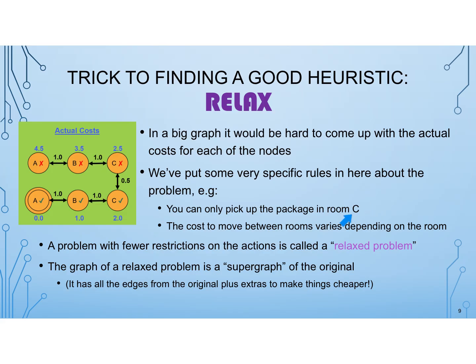And there are some very specific rules in this problem. You can only pick up the package in room C. The cost to move between the rooms varies. Well, in this one it doesn't. It's actually just 1. But we've put a number on each of these transition states, right? So we could say that the cost is different to get between A and B or B and C or whatever. But this is our actual graph with the actual costs written on it.